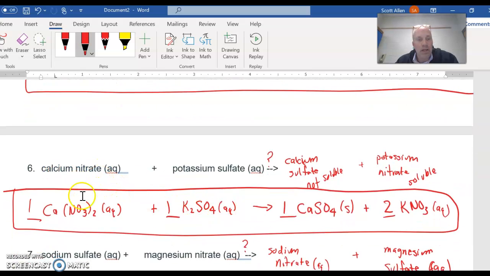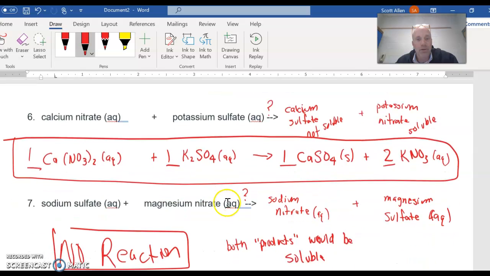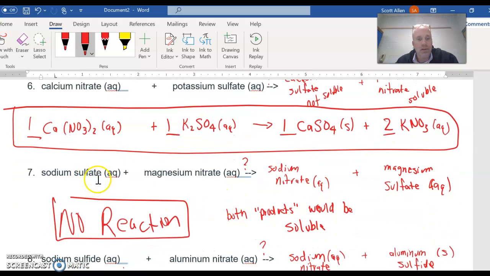For this one right here, this calcium sulfate would not be soluble. So we put an S down there, bring everything down and balance it. For this next one, sodium nitrate and magnesium sulfate would be the potential products. Both of these are soluble, therefore there's no reaction.